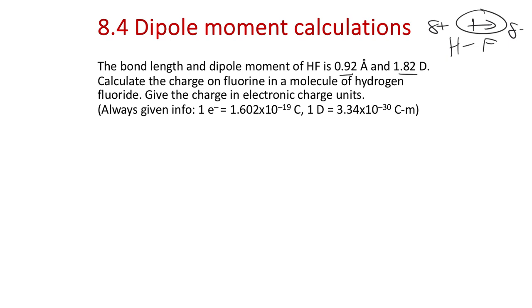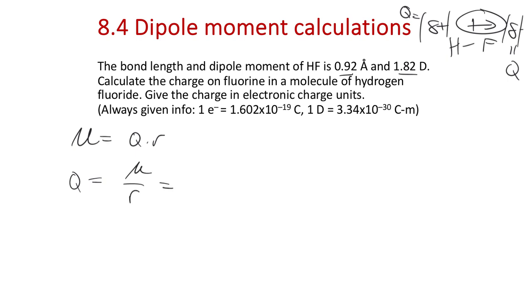And so the way we can set up the math here is our dipole moment mu is equal to Q times R. We just have to account for units. Q is the charges, so the magnitude here is Q. If we calculate Q, negative Q is the charge on fluorine, plus Q is the charge on hydrogen. So the magnitude of the charge being separated is Q. So Q is equal to mu over R. And mu is the dipole moment, that's the 1.82 debye.